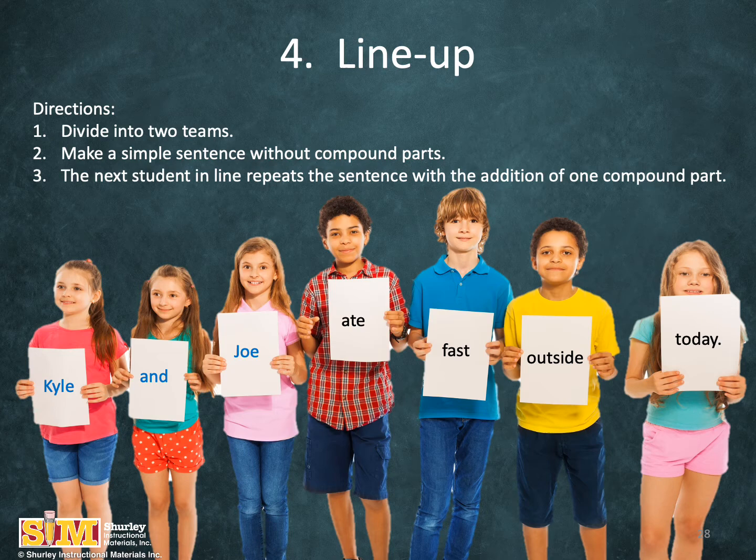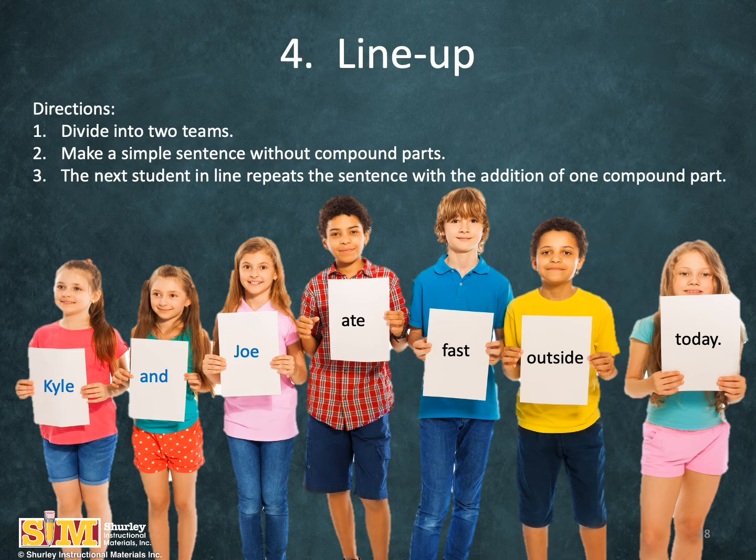This activity will allow the students to experience physical manipulation of the compound parts of a simple sentence to help the brain engage alternate pathways to get the information into long-term memory. Divide your students into 2 teams. They make up a simple sentence with no compound parts. The next student in line should repeat the sentence with the addition of 1 compound part. Continue until everyone has had a turn.